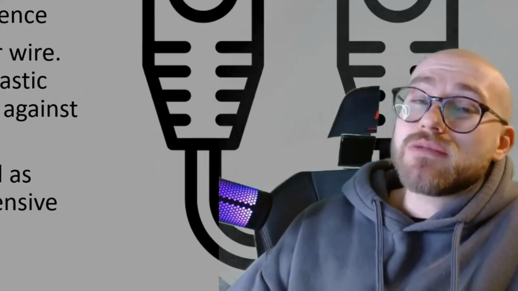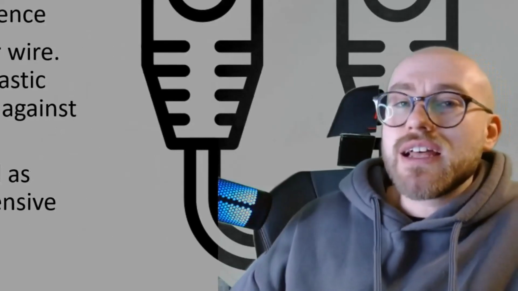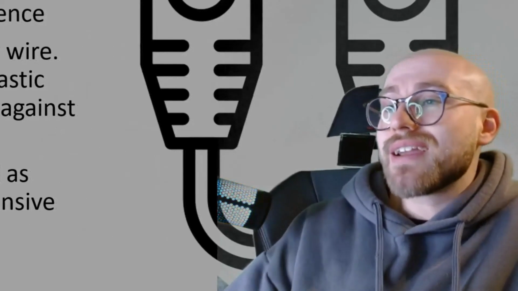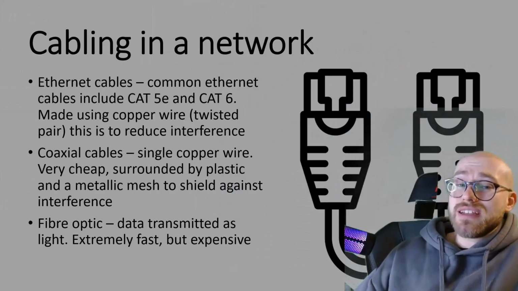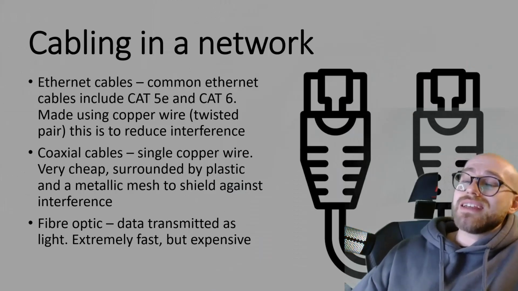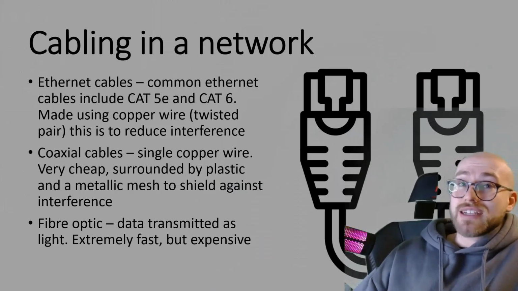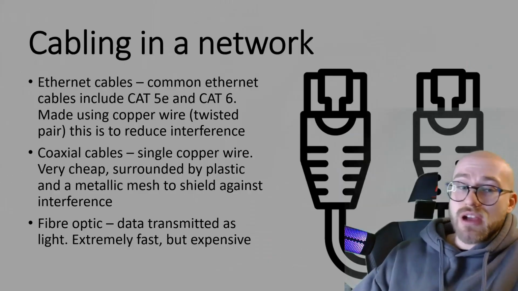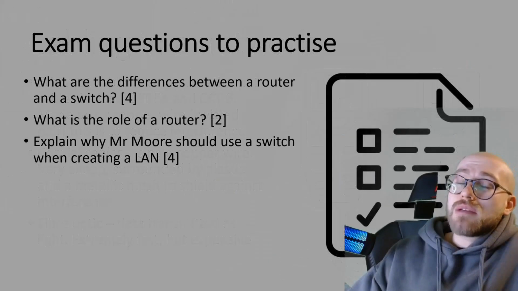Now, you've probably heard of this when you sign up for, say, your internet, like fiber broadband, that kind of thing. Data is transmitted extremely fast because it's transmitted as light. So it's really expensive to install this, but it's actually really effective, and the data can travel very fast. Those are our most common types of network hardware.